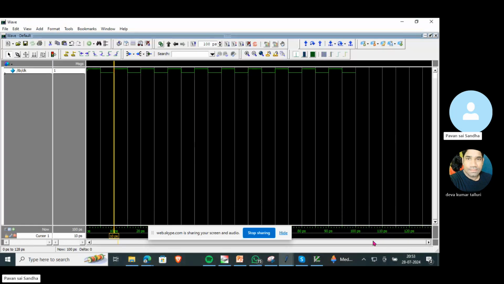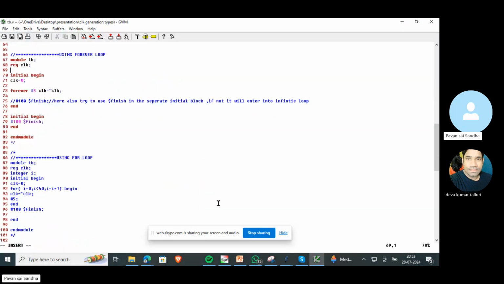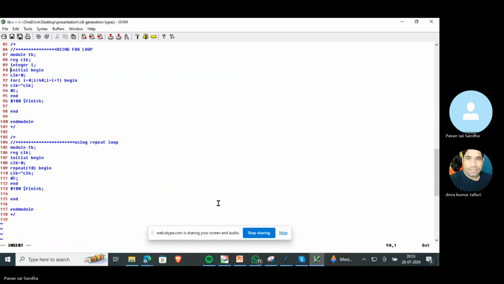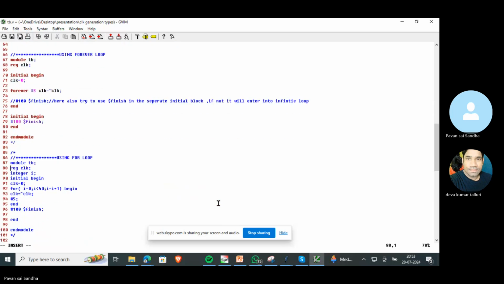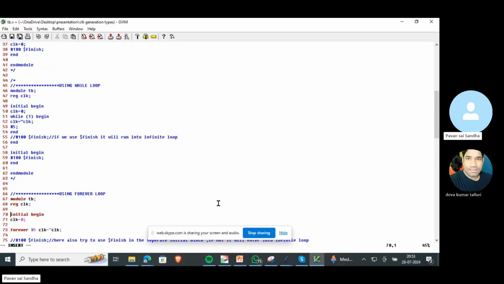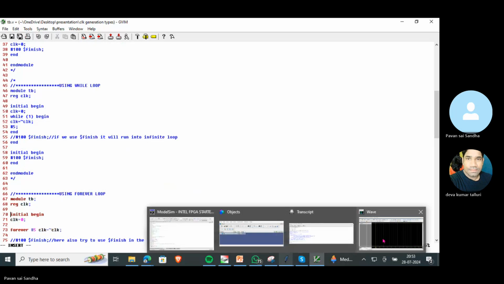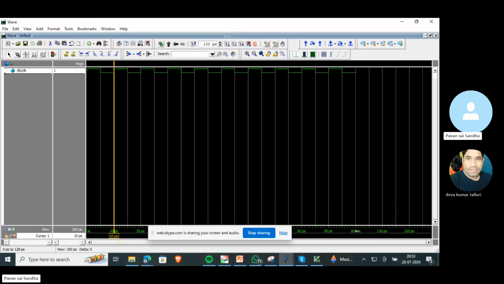And I would like to say here we got outputs in picoseconds. Why? Because we have not used any time scale over there for the previous while loop. So by default, we are getting the outputs in picosecond. So we can say the Questasim default is picosecond.